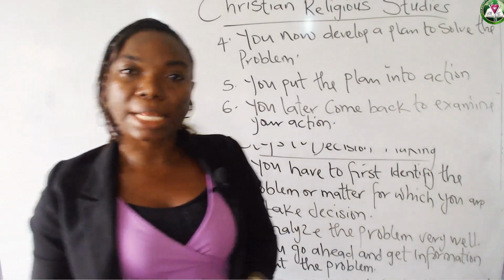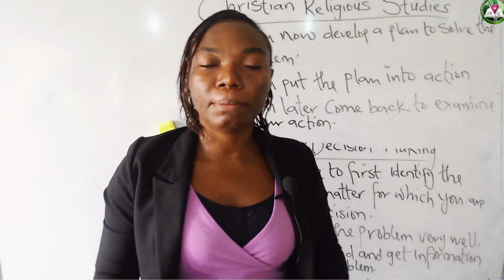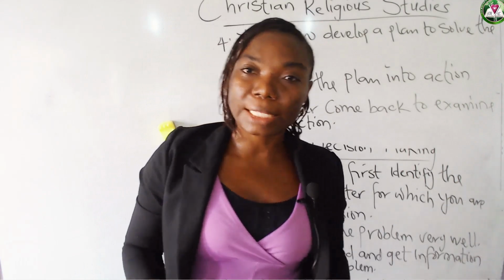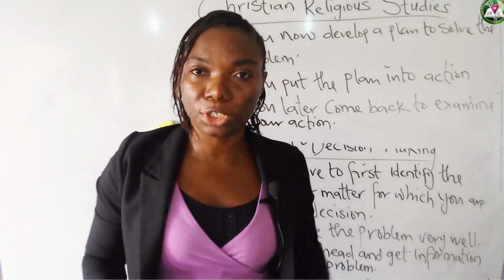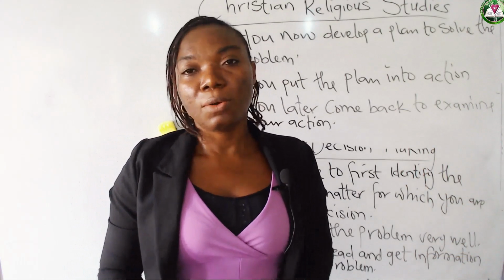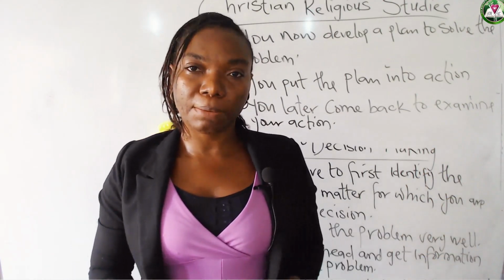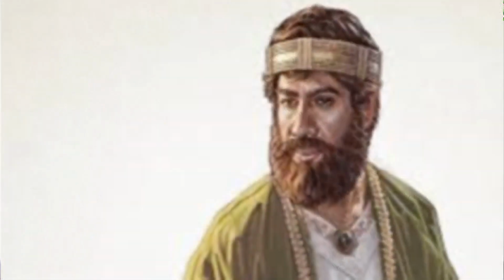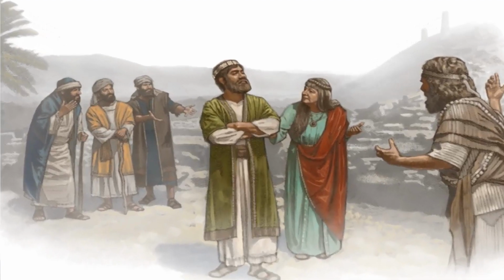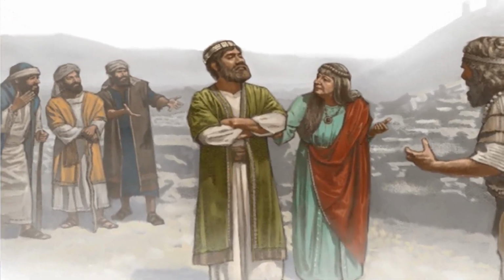And then we have to take examples of some Bible characters that made some decisions. Some of them made right decisions, while some made very bad decisions. One of them is Rehoboam. Rehoboam was the son of King Solomon. You know this king very well in the Bible.